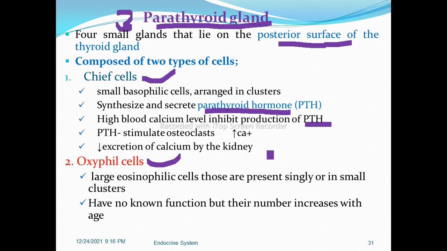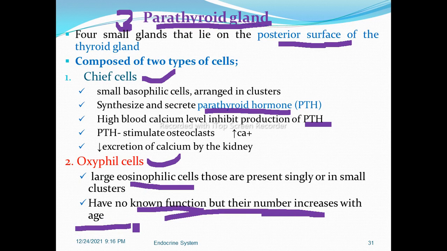In general, parathyroid hormone also controls the calcium ion level in the blood, to make it increase or decrease. The other type is oxyphil cells. Oxyphil cells are large eosinophilic cells. Those are present singly or in small clusters. They have no known function, but their number increases as age increases.